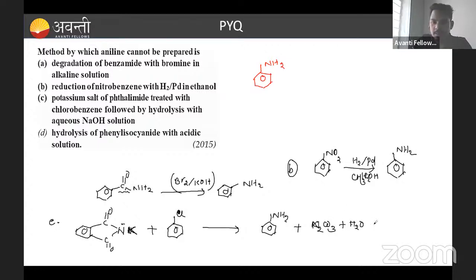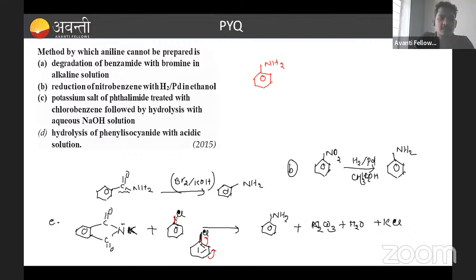But remember, and KCl. But remember, this method can be used for aliphatic compounds only, not aromatic. Why? Because we have a partial double bond due to resonance. So if we see chlorobenzene, then the bond between chlorine and carbon is a partial double bond due to resonance. That is why we cannot easily break this bond.